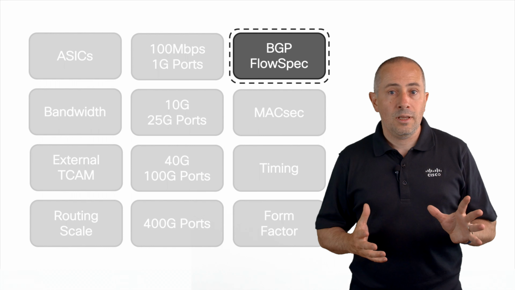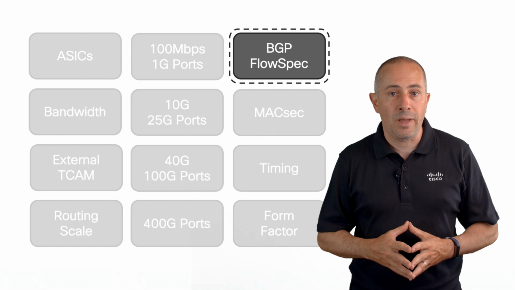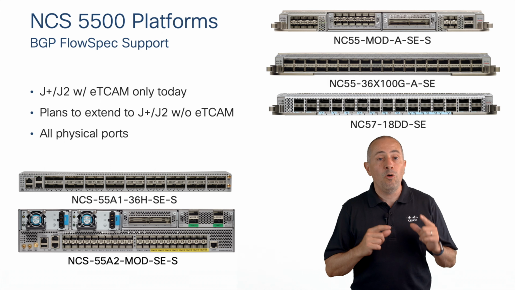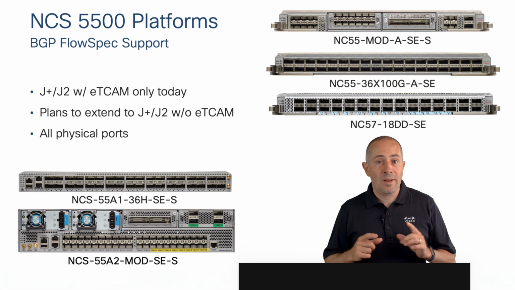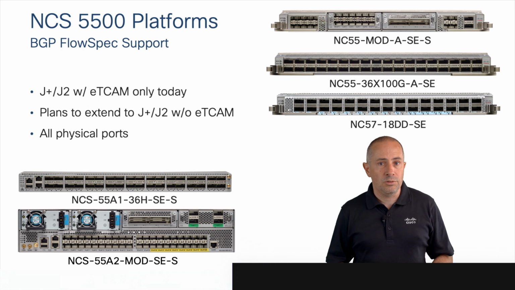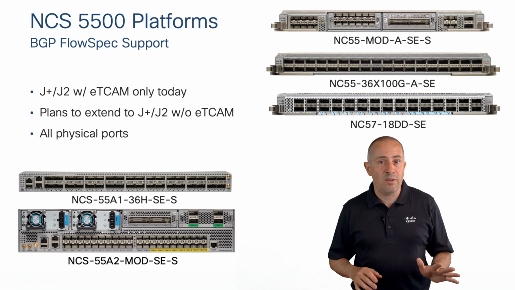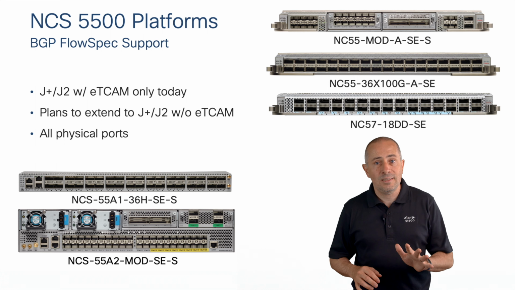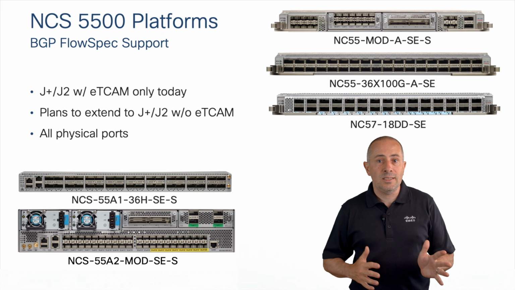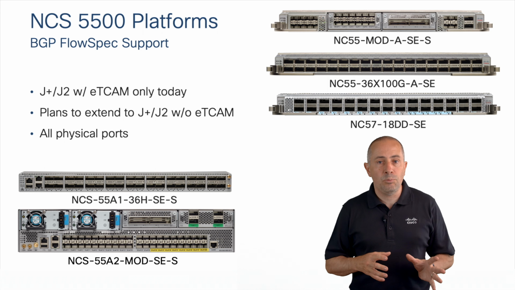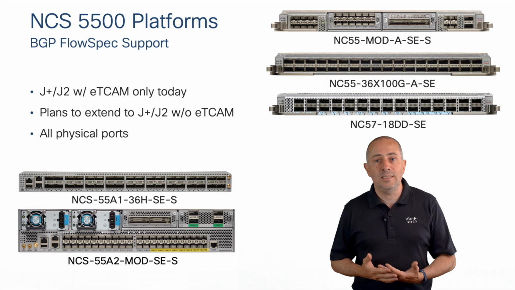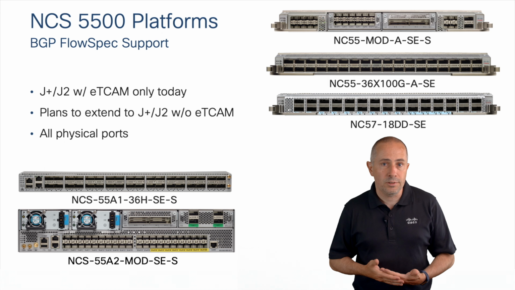Let's move to the features and answer the question of the support of BGP FlowSpec. Today, it's limited to systems based on Jericho Plus and Jericho 2 with OP and OP2 eTCAM. We plan to extend the support to non-eTCAM versions, but it's in the roadmap and it's not available today. So the support will be only for 55A1 36H SCS, 55A2 mode SCS for the fixed side, and in the chassis only the mode SC and the 36-port 100 gig ASC, and finally the 5718DD SC that can be used to program BGP FlowSpec ports.